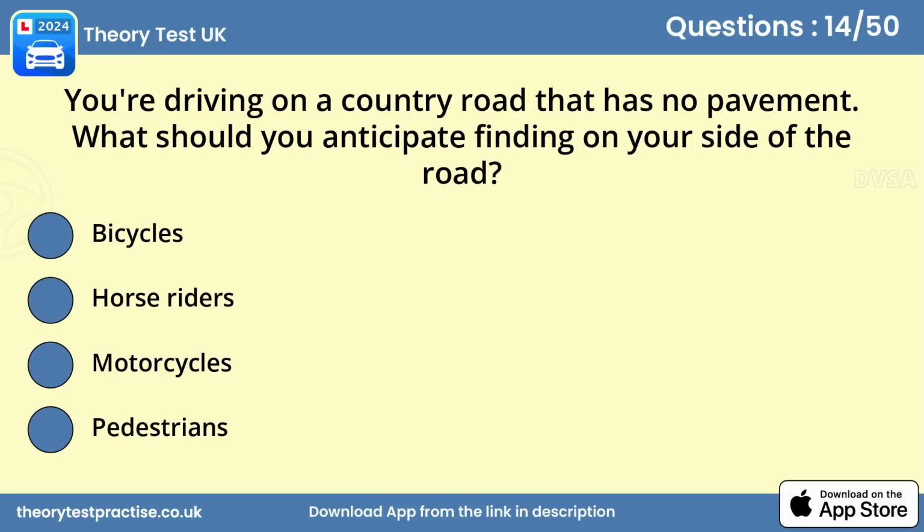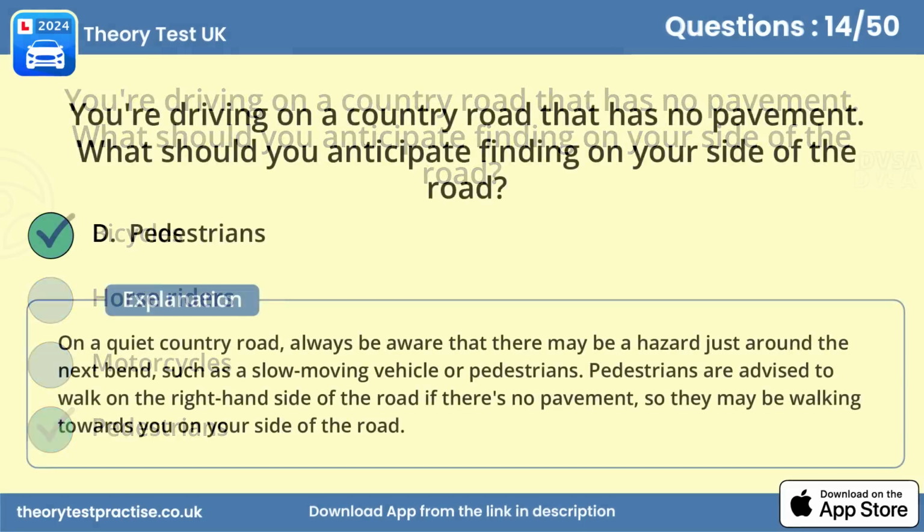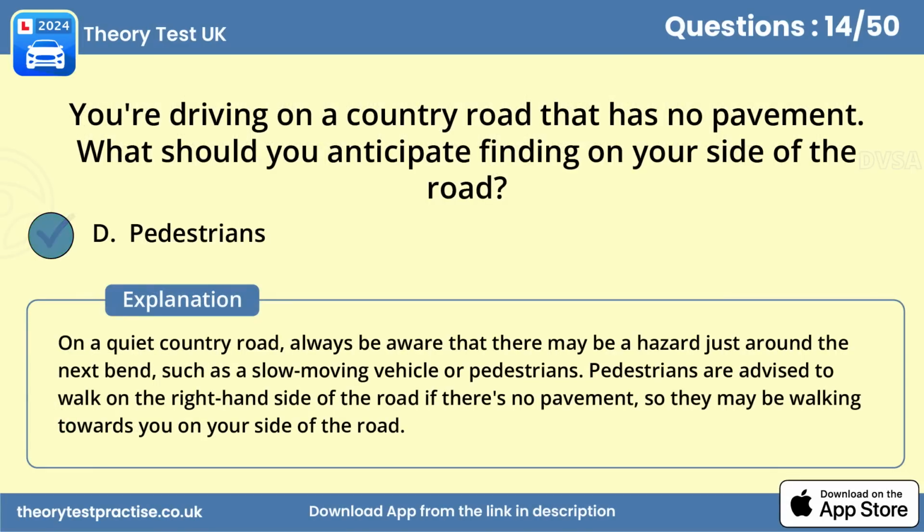Question 14. You're driving on a country road that has no pavement. What should you anticipate finding on your side of the road? D. Pedestrians. On a quiet country road, always be aware that there may be a hazard just around the next bend, such as a slow-moving vehicle or pedestrians. Pedestrians are advised to walk on the right-hand side of the road if there's no pavement, so they may be walking towards you on your side of the road.